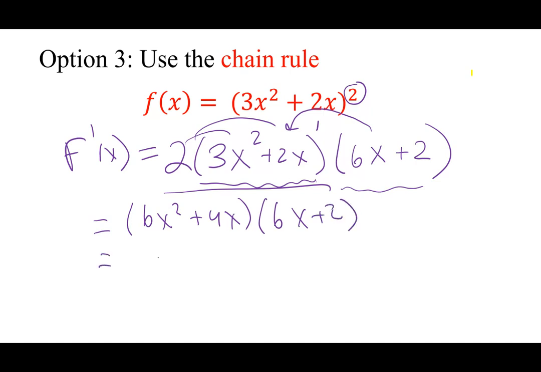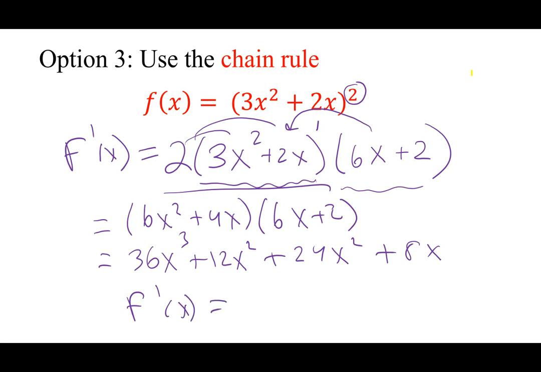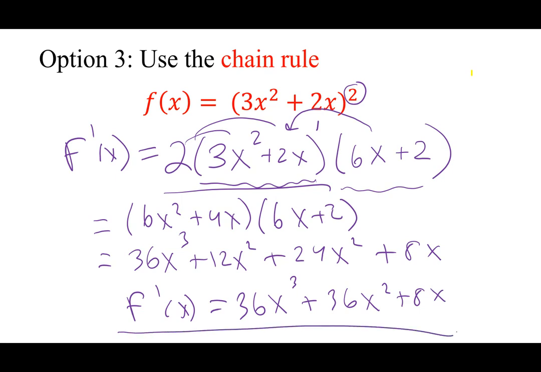I'm going to FOIL that. So 36x cubed plus 12x squared plus 24x squared plus 8x. And yes, this should be super familiar at this point. The derivative is still 36x cubed plus 36x squared plus 8x, which is, of course, the same answer that you got the previous two ways.